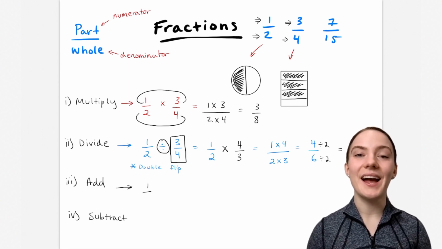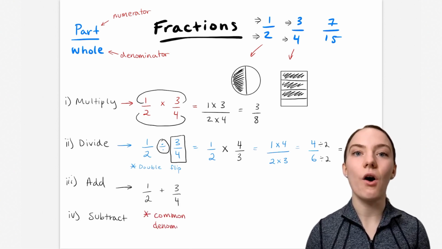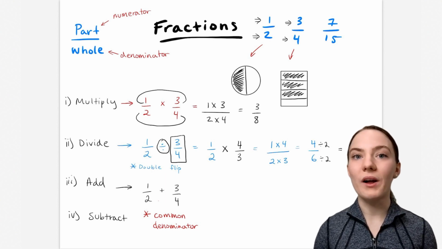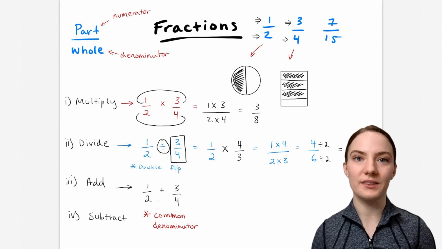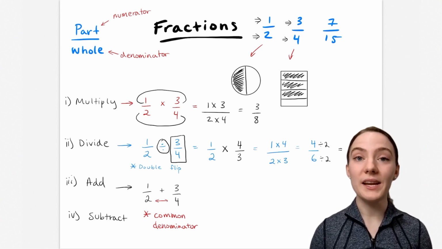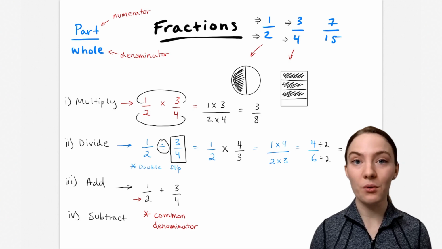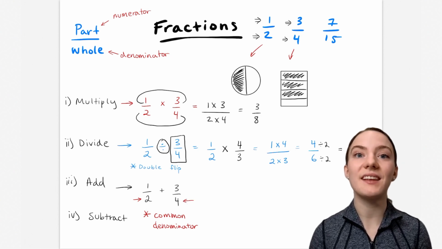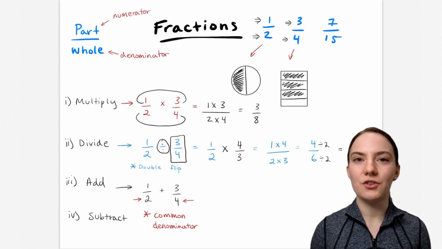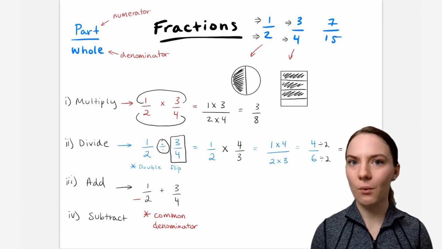Now let's take a look at addition. When we're adding fractions, the key here is that we need a common denominator. Let's take a look at this example. We have 1/2 plus 3/4. We need a common denominator, which means we need the denominators in both fractions to be the same number. Currently, our denominators are 2 and 4. How can we make 2 the same number as 4?